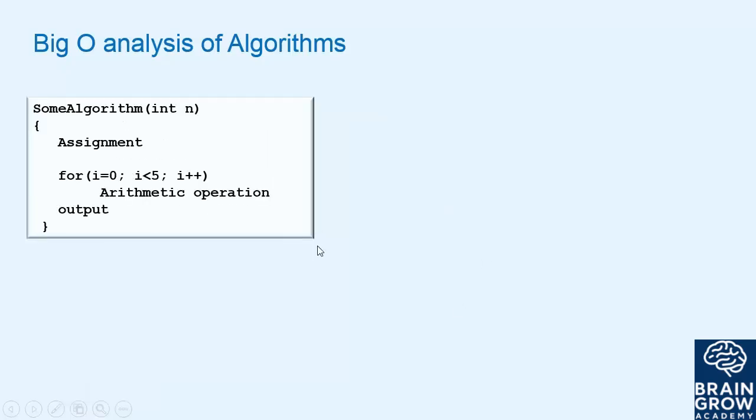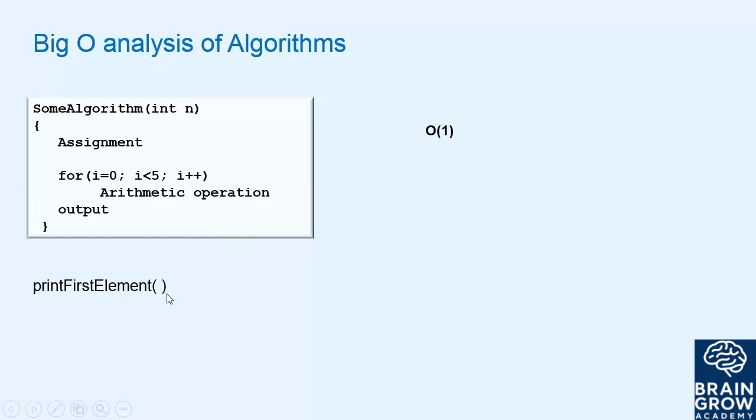Some algorithms perform the same number of operations every time they are executed. These algorithms are said to take constant time and they are all of order 1. For example, this algorithm is order of 1 because it will always execute a constant number of steps whether the input size is 100 or 1 million. The number of steps does not depend on input size n.